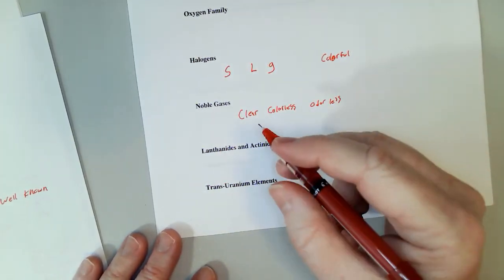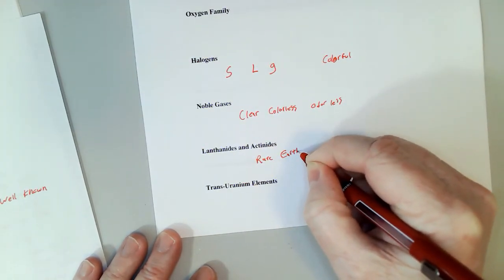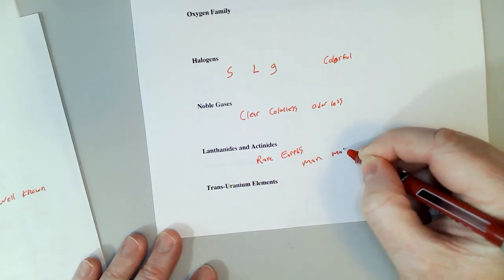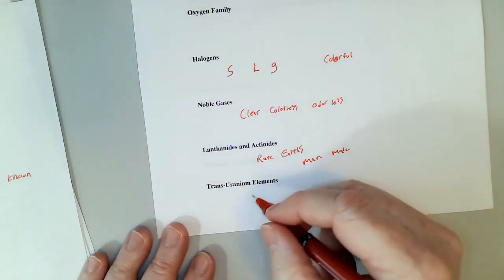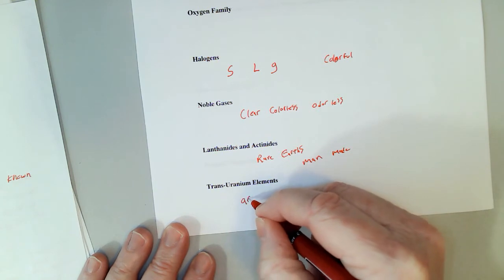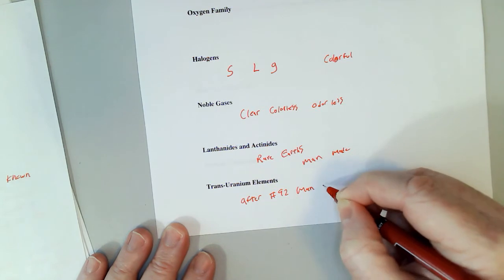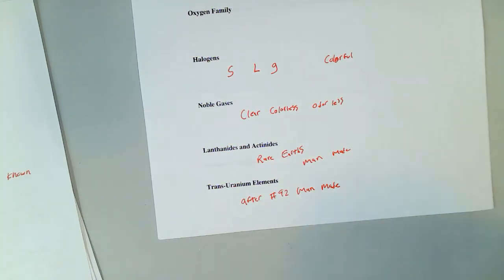Now, the lanthanides and the actinides, which we know as the rare earths, we're not going to really deal with those very much. Mostly they're man-made. So we don't have enough of them around really to talk about their properties. Now, anything that comes after uranium, number 92, is man-made. So those will be a very different situation. And they're just all radioactive. We really don't talk about their properties so much in this class.